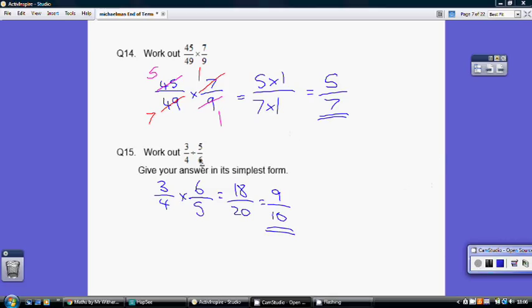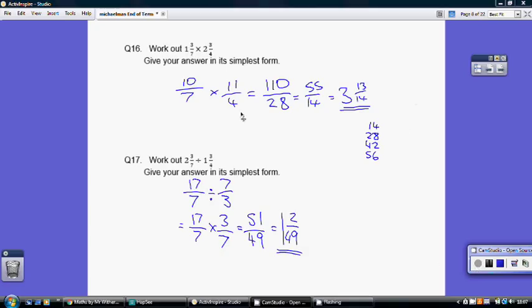Question 15. Now to divide fractions, you've just got to follow a process. The first fraction stays the same. You change the question from being a division to a multiplication, and you flip the second fraction, and the second fraction only, over. So rather than 5 over 6, that becomes 6 over 5. Now that's then just changed the question into an easy multiplication question, which is just top times top and bottom times bottom. 3 6s are 18, 4 5s are 20, and then we can just simplify top and bottom by dividing both by 2, giving us 9/10.